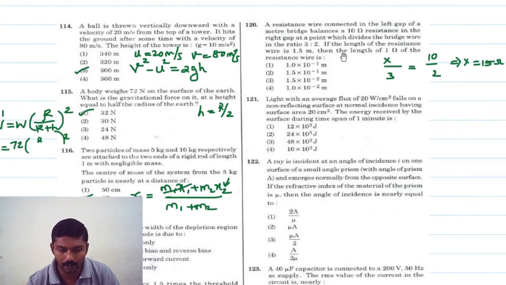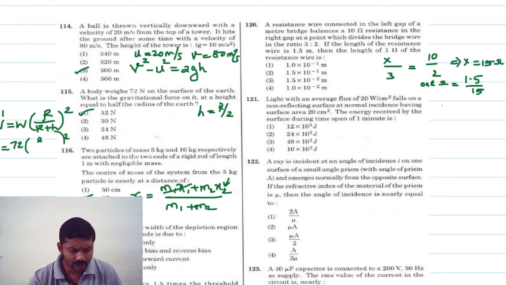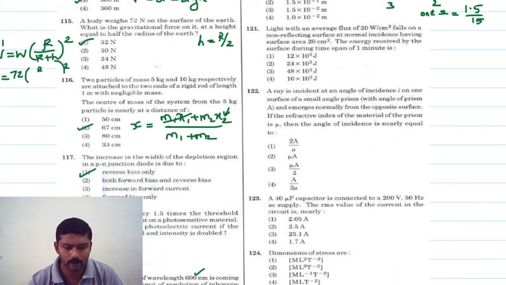But it is said that the length of the resistance wire is given as 1.5 meter. That means the length of the resistance wire was 1.5 meter for a 15 ohm resistance. So you have to find out the length for 1 ohm of the resistance wire. That is 1.5 meter divided by 15 ohm. That was the question, and you will find it as 1 into 10 to the power minus 1 meter. You can substitute it and see. It's a very simple question. Now let's look at the next question.